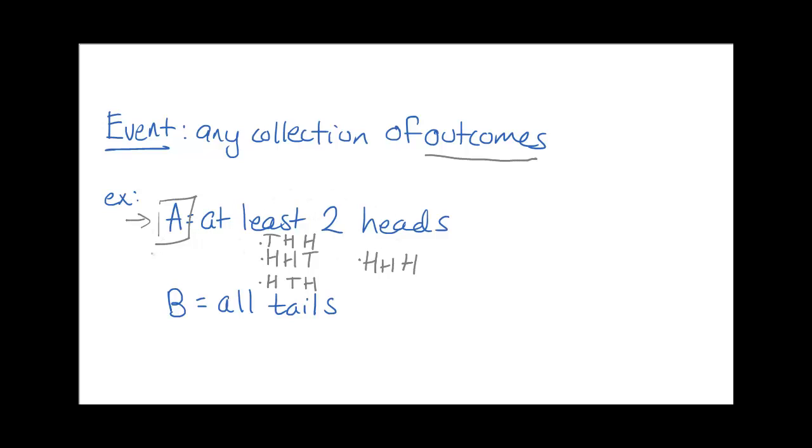So this is a single event that happens to have 4 different outcomes as part of it. Here's another event. B is the event that we get all tails. Now, if we're still talking about flipping 3 coins, the only way that can happen is if we get tails, tails, tails. So this would be an event that's just a single outcome. We would also call this a simple event, sort of meaning that there's only one way for this to happen.